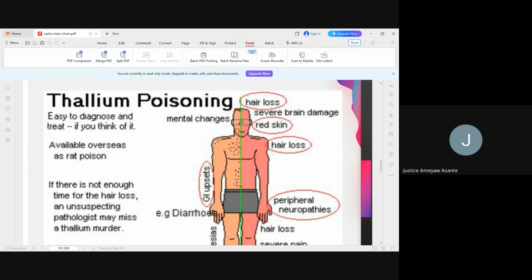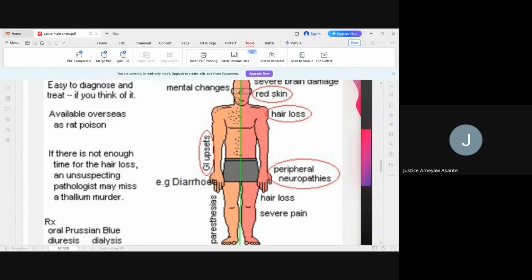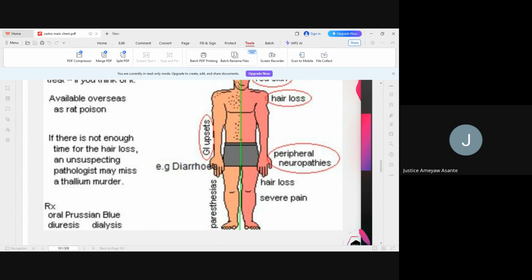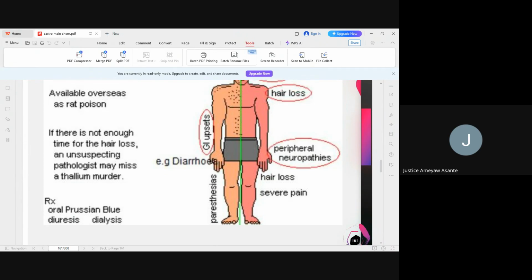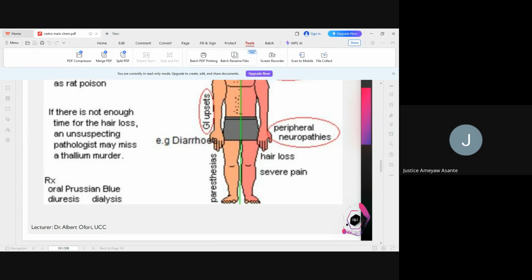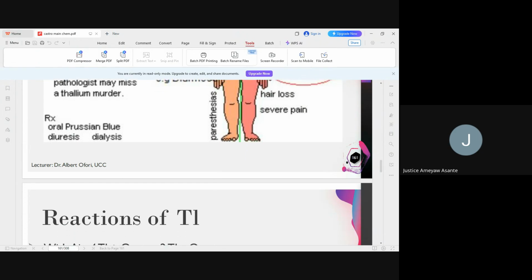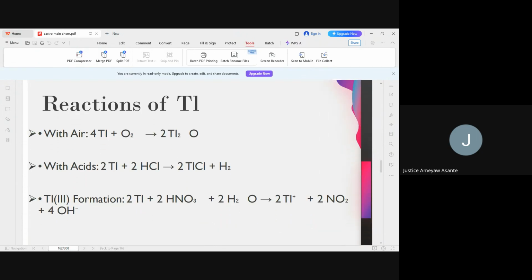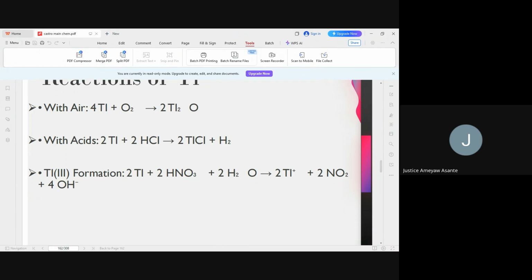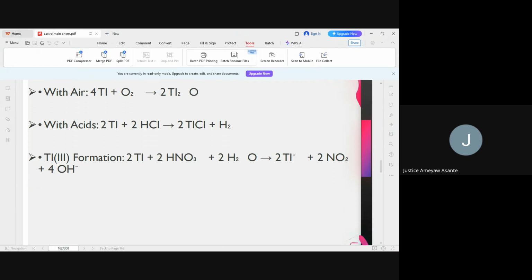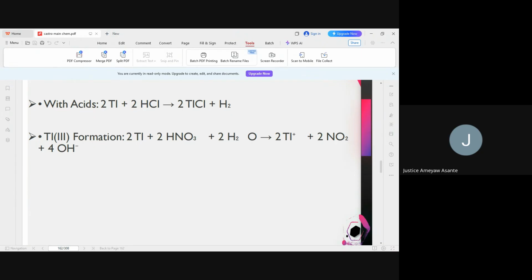mental changes. If there's not enough time for the hair loss, an unsuspecting pathologist may miss the thallium poisoning. Reactions of thallium. It also reacts with oxygen. It reacts with acid and it reacts with base.